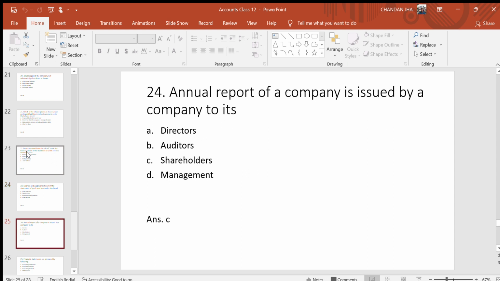Question 24. Annual report of a company is issued by a company to its directors, auditors, shareholders, management. The correct answer is shareholders. Annual report of a company is issued by a company to its shareholders.